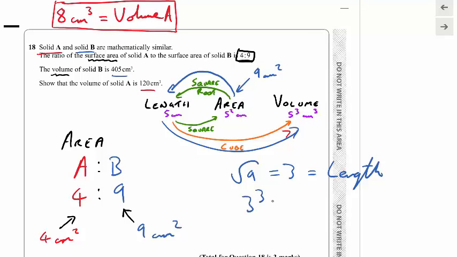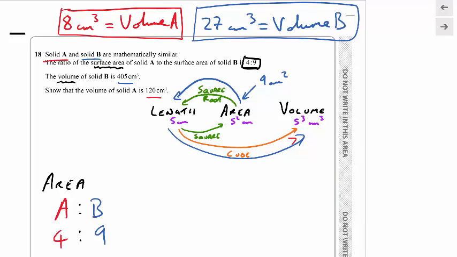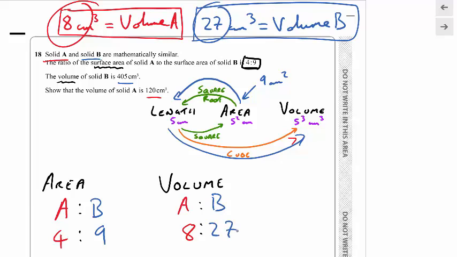So what's 3 cubed? Well, 3 times 3 is 9, and then I times by another 3, so that gives me 27. So 27 centimetres cubed is my volume of B. So now I can form a ratio. I can say that the ratio of the volumes for solid A to B was just 8 to 27.